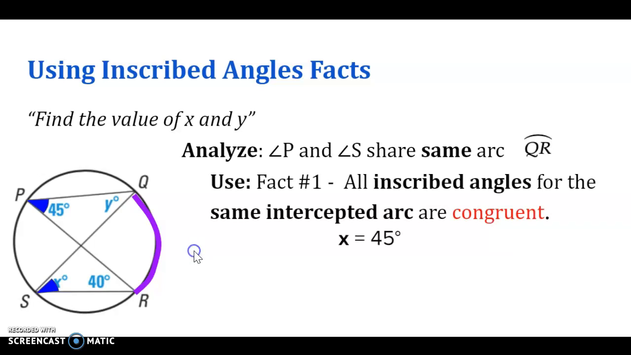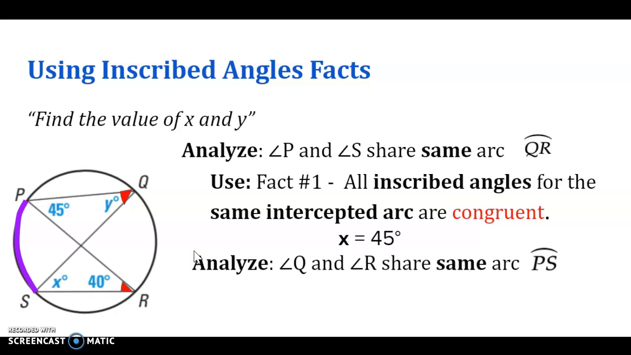Okay, what about y? Well, PS is the arc that inscribes angle Q and angle R. Angle R and angle Q share the same arc PS, so they have to be equal in measure, so y is also 40 degrees.